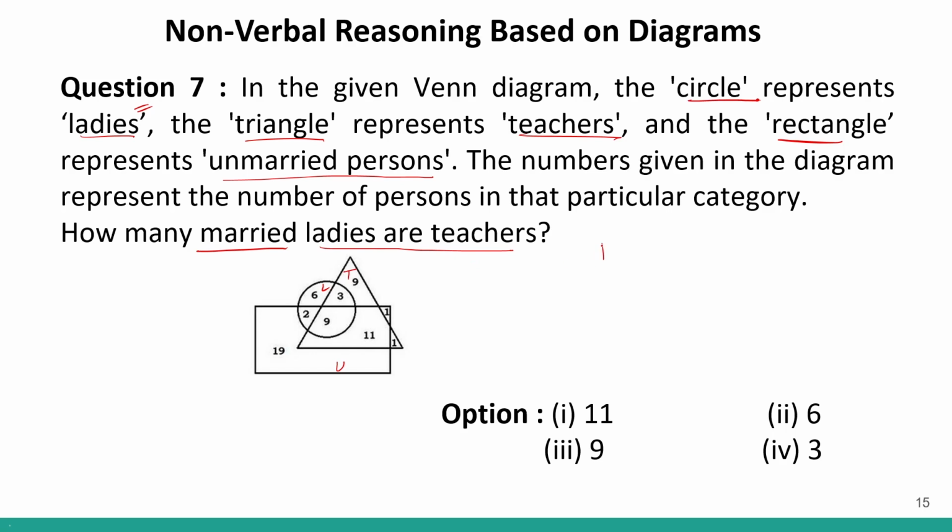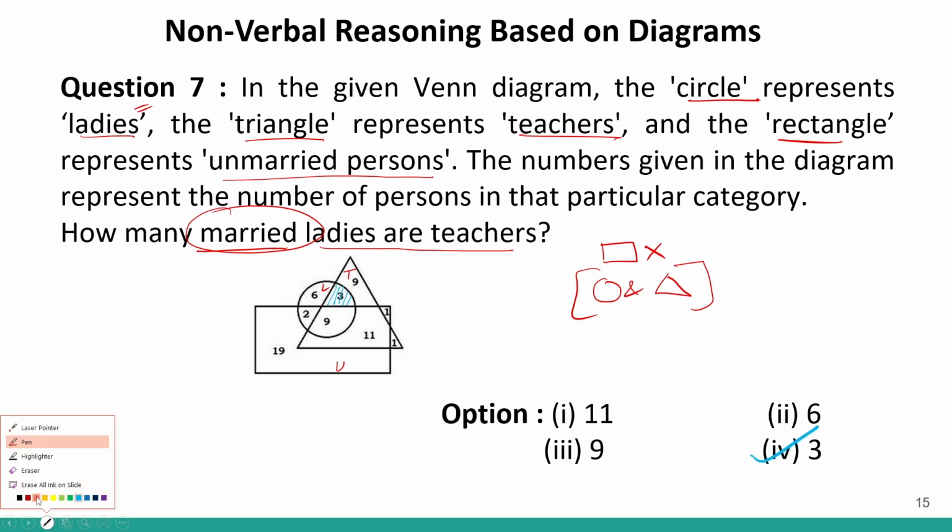So married means the rectangle will not be there. And we have to find the overlapping between ladies and teachers, that is circle and triangle. So we have to find the portion of this Venn diagram which has a circle and a triangle but not a rectangle, because rectangle means unmarried people and we have to find the married people. So if I look over here, this portion has the overlapping of a circle and a triangle but not a rectangle. So this portion is 3. So my answer will be option number 4, that is 3. Okay. So this is how you solve questions on Venn diagrams.